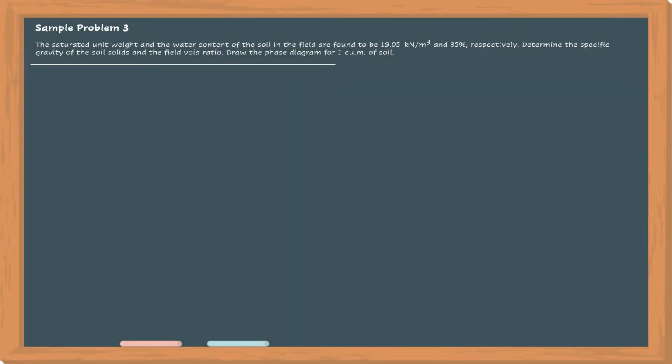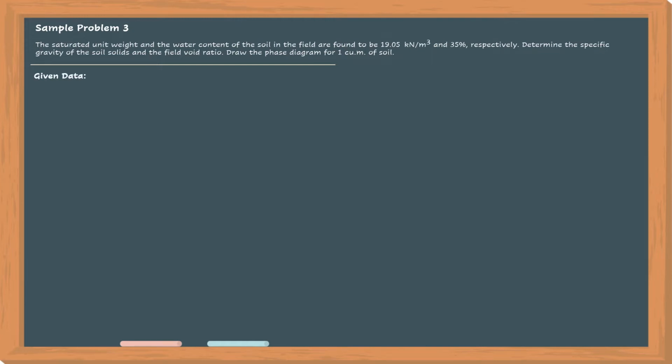Okay, sample problem number 3. The saturated unit weight and the water content of the soil in the field are found to be 19.05 kilonewton per cubic meter and 35% respectively. Determine the specific gravity of the soil solids and the field void ratio. Draw the phase diagram for a 1 cubic meter of soil.